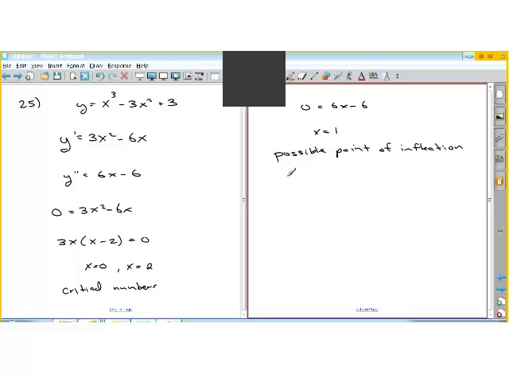Oh, do we have any vertical asymptotes? That's another thing to look at. Are there cases where these are undefined? In the case of polynomials, we don't have anything like that. So really we have two critical numbers. We have one possible point of inflection. So let's just talk about the domain. Because it's a polynomial, the domain goes from negative infinity to positive infinity.